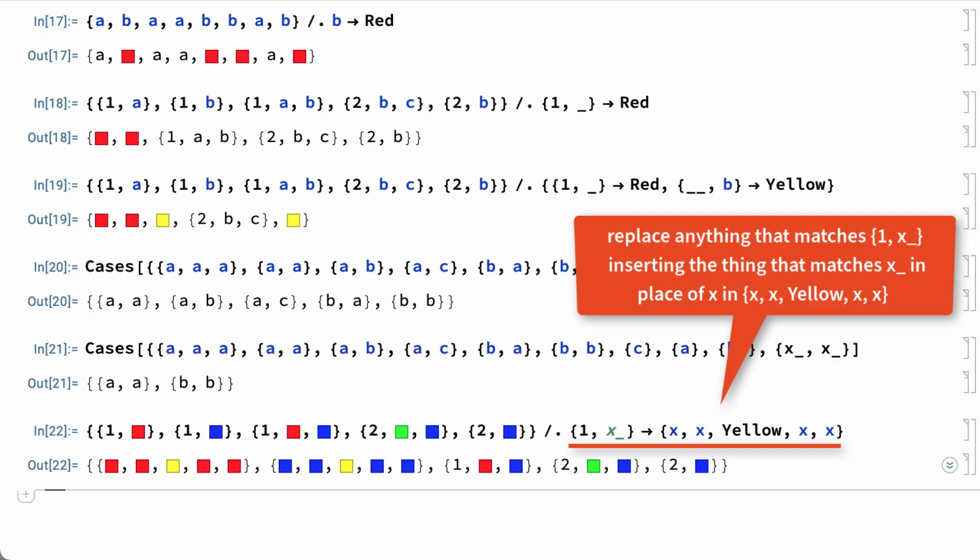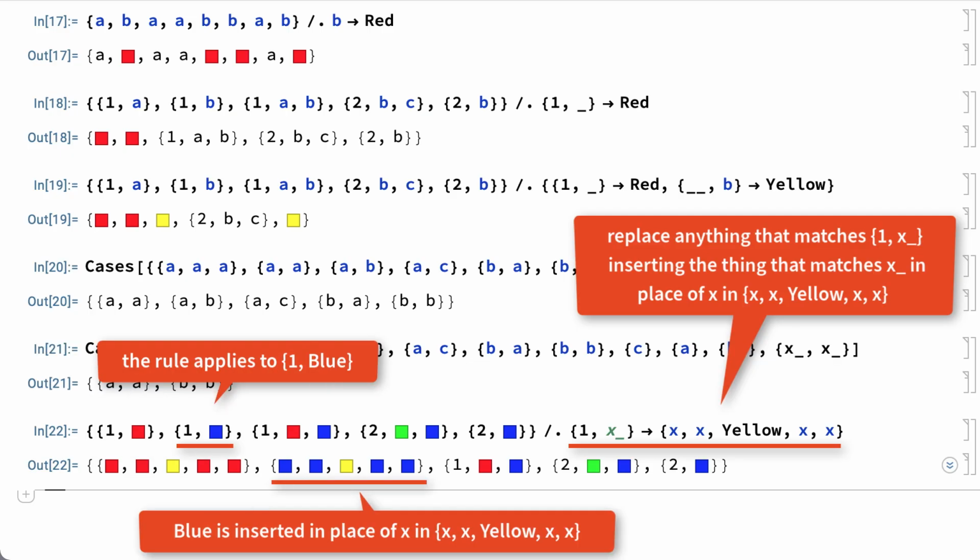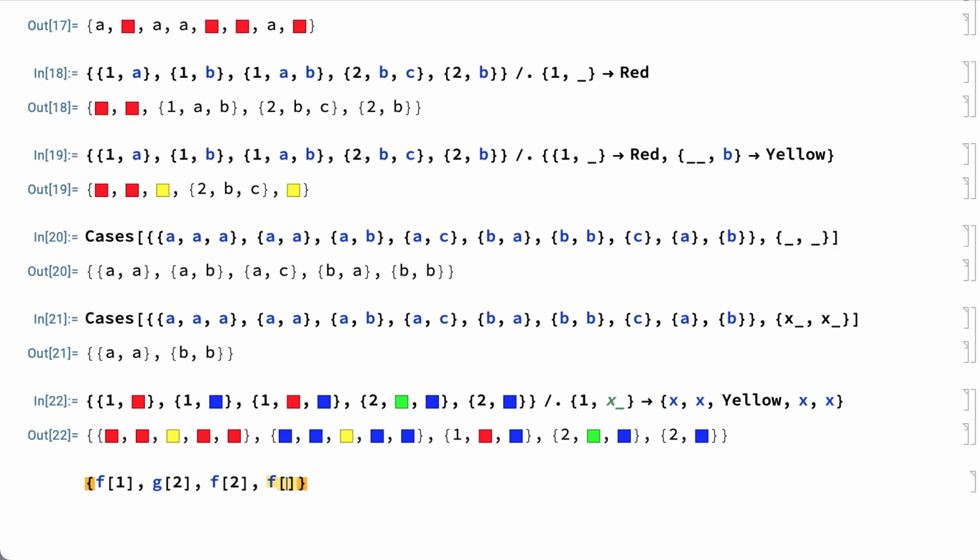In this example, when the rule is applied to the list consisting of 1 and red, for example, X blank matches red, and red is then used in place of X to make the replacement. Similarly, when the rule is applied to the list with 1 and blue, X blank matches blue, and blue is used in the replacement. Here's another example.